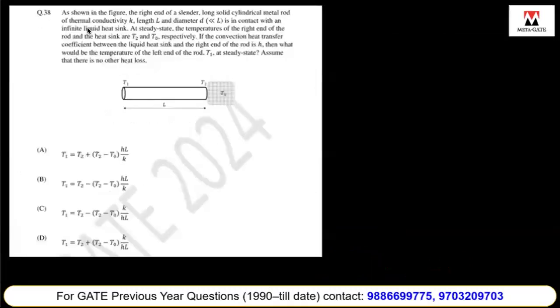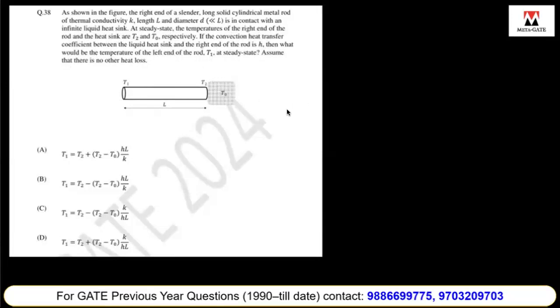As shown in the figure, the right end of a slender, long, solid cylindrical metal rod of thermal conductivity K and length L, where diameter is less than length, is in contact with an infinite liquid heat sink. This is the liquid heat sink. At steady state, the temperatures at the right end of the rod and the heat sink are T2 and T0 respectively. The convection heat transfer coefficient between the liquid heat sink and the right end of the rod is h. Then what will be the temperature of the left end of the rod at steady state?